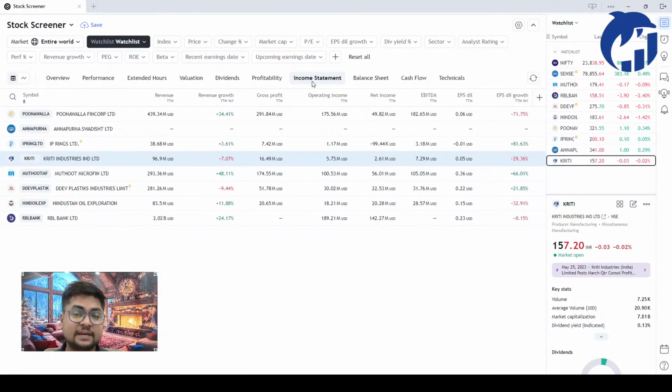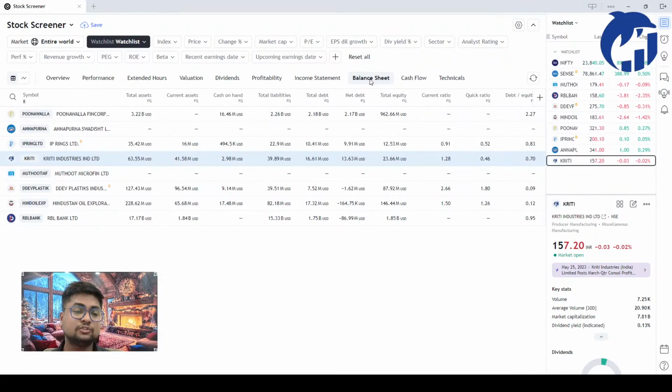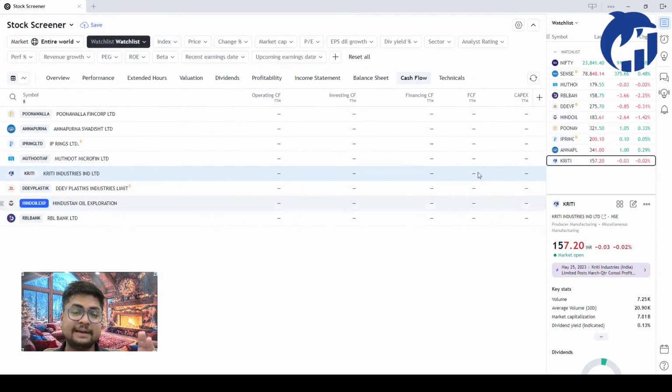Then we will go to the income statement and see how it is performing, right? What is the revenue, and what is the revenue growth? What are the gross profit, operating profit, net income, EBITDA, EPS? We will see how EPS grows. Also, in terms of the balance sheet: total assets, current assets, cash on hand, total liabilities, total debt, net debt, total equity, current ratio, quick ratio. Sorry, in terms of cash flow, the cash flow data is not available, so we will not talk about that.